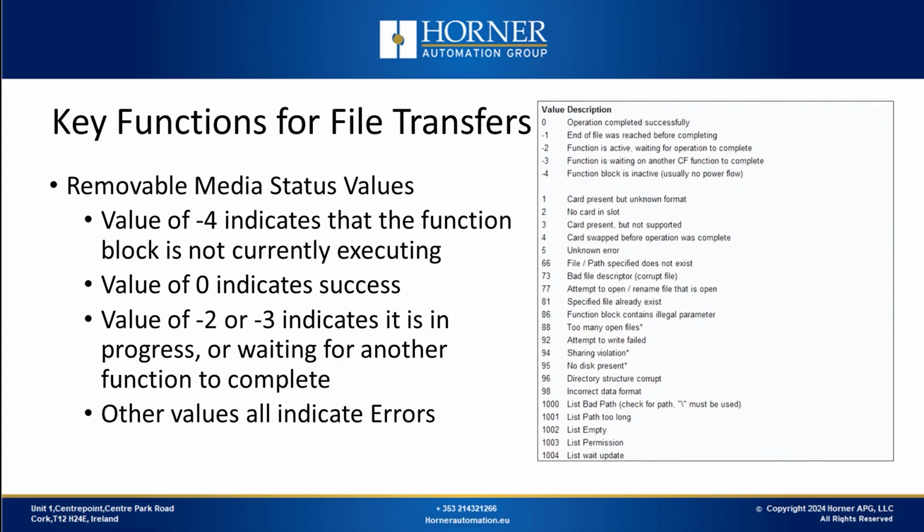Now let's look at the status variable of the copy block in more detail. If your file transfer is not successful, then this variable will tell you specifically where it went wrong. For example, if we look at the list on the right, we can see that if you returned a value of -4, it means the function block has not been enabled.